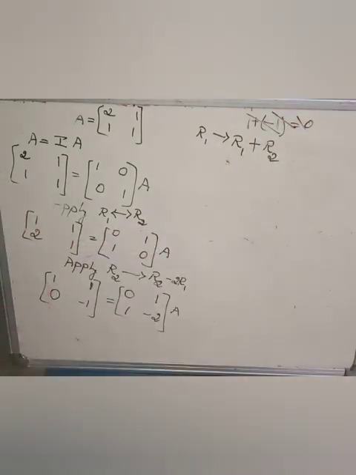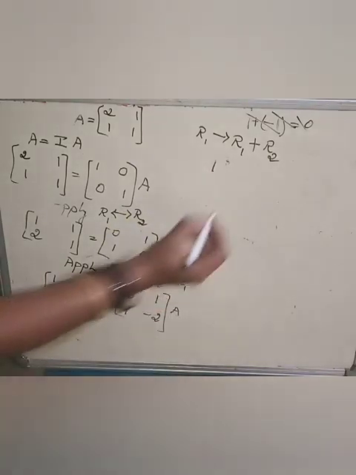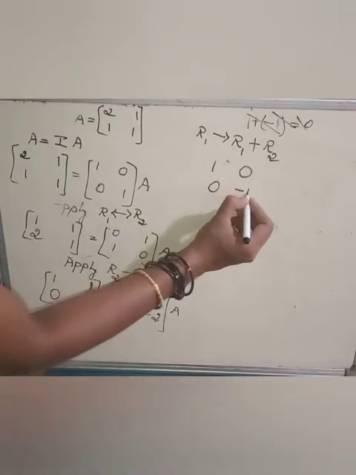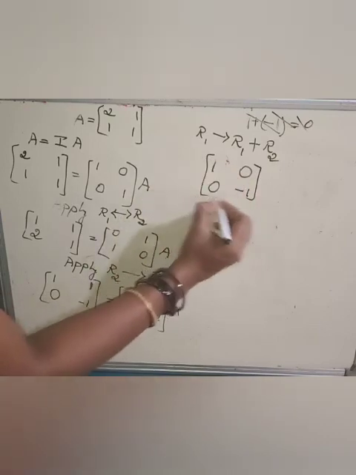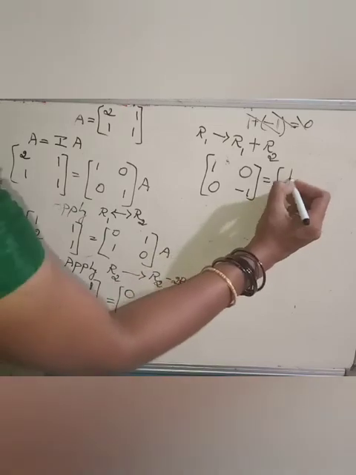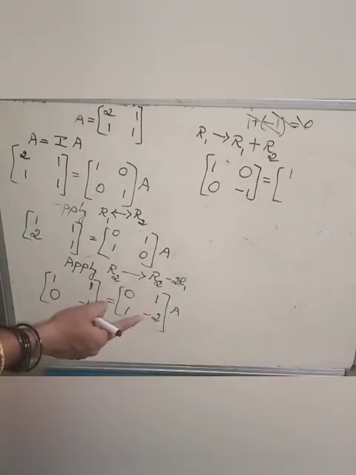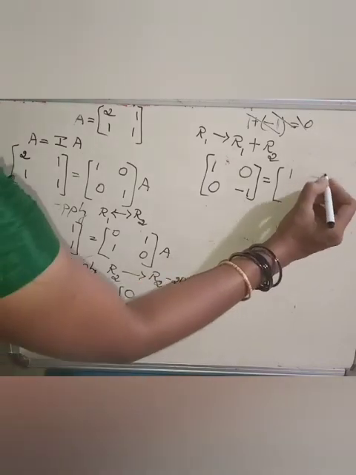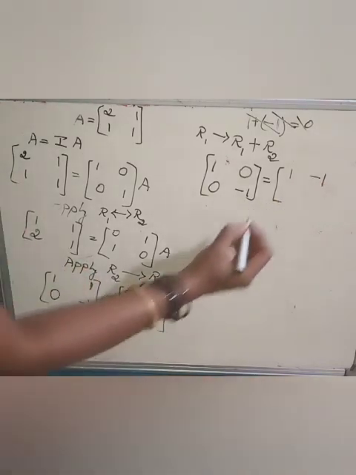What is the matrix now? The first row gets changed here: R1 plus R2. So 1 plus 0 is 1, 1 minus 1 is 0, and write the second row as it is. So that's equal to 0 plus 1 is 1, and 1 minus 2, because we are adding these entries, answer is minus 1. Write the second row as it is.